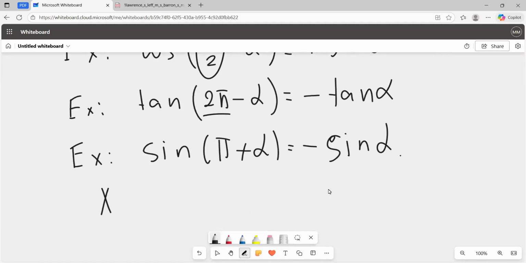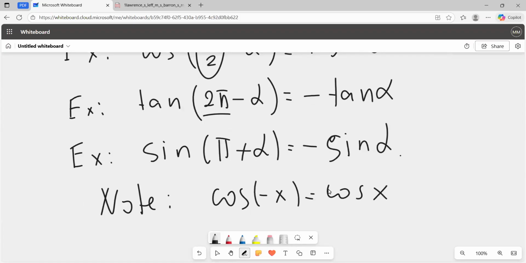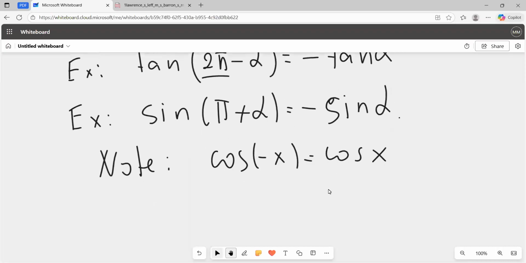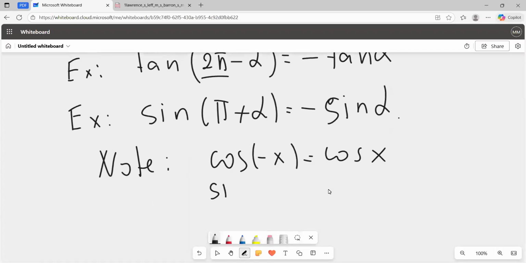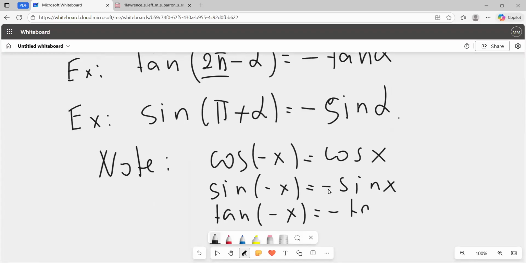Note, this is an important note: cosine of negative x is equal to cosine x, and sine of negative x is equal to negative sine x. Tangent of negative x is equal to negative tangent of x.